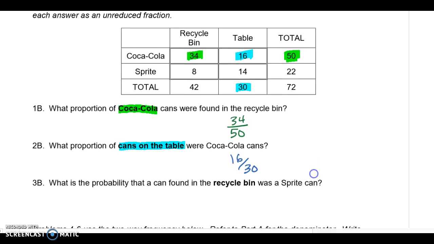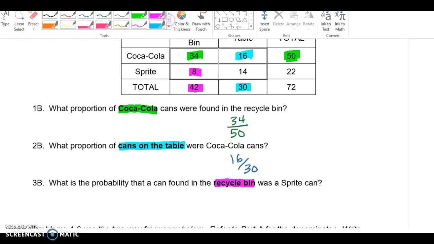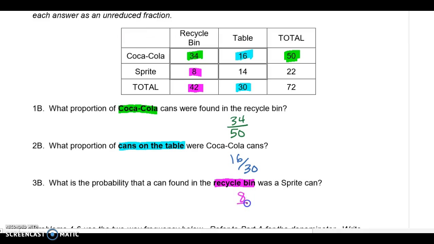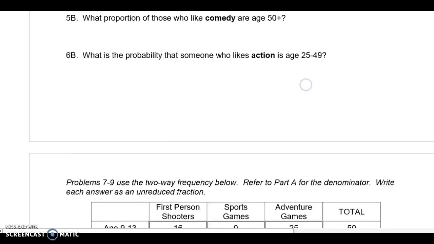3b, what's the probability a can in the recycling bin? So our first thing we're looking for is the recycling bin group. So that's 42. And it was a Sprite can, so 8 out of 42. Okay, so again, that first part will tell us kind of where it is. Now, we're not always going to give it to you in bold, so let's look at some that we have to do a little bit of interpretation on.